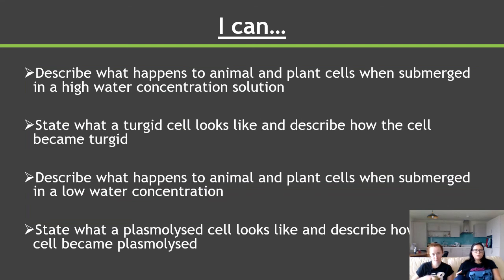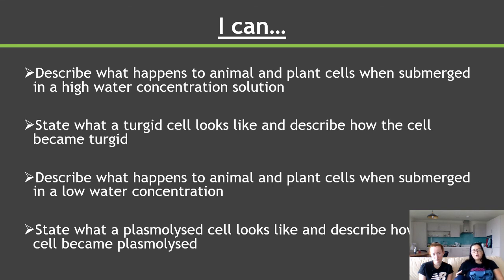Okay, so you have to be able to, and this is the key skill, describe what happens to animal and plant cells when they're submerged in higher water concentration solutions. So slightly different, animal compared to plant. State what a turgid cell looks like. So that is just the plant cell with the big vacuole and it's looking slightly swollen, and it's because it's been in a higher water concentration.